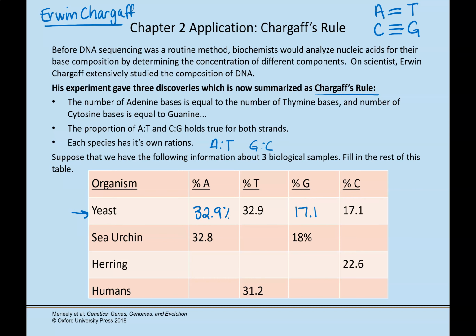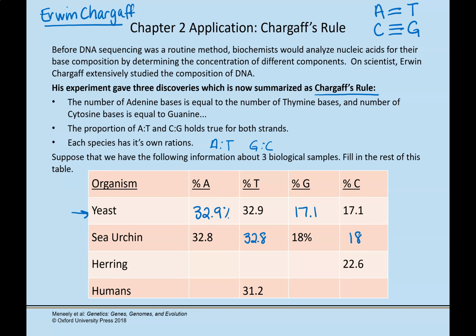Likewise, we can do the opposite with the sea urchin. If we know that 32.8% of our genome is adenine, then 32.8% should be thymine. Same thing with our guanine-cytosine ratios.